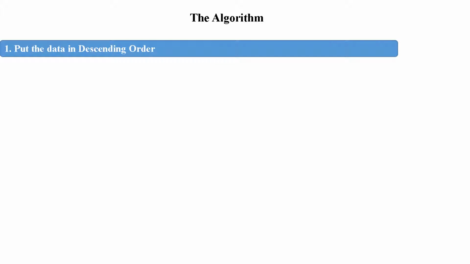Because this is not practical, we introduce an algorithm, a methodology, to do the job, which is fairly easy, and I'm quite sure you can understand it easily. Now what is the first step? Put the data in descending order. So if the data you have is not in order, put the data in descending order, from the largest one to the smallest one.